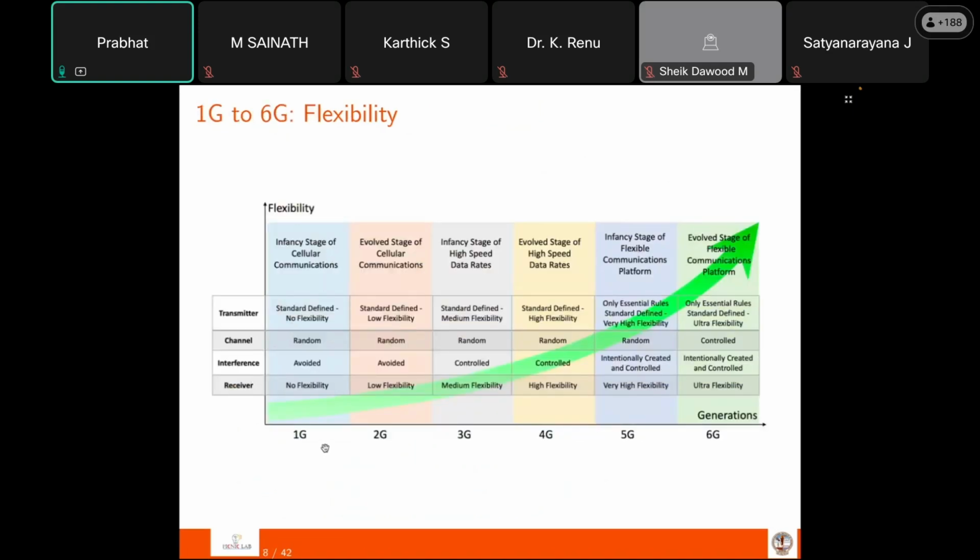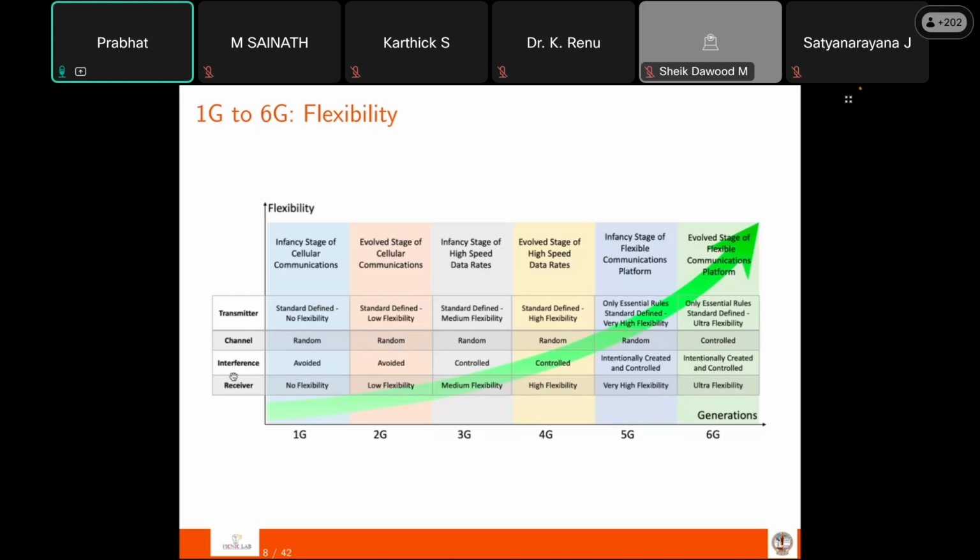If you see the first generation to sixth generation systems, in 5G, the transmitter nowadays has a lot of flexibility, because earlier the transmitters had a standard defined. Now we have only a few essential rules for transmitters and receivers, but a lot of flexibility. The channel has been kind of random from the first generation to the current fifth generation, which we are trying to control. And probably in the next generations of wireless communication systems, we can envision a wireless communication channel whose properties can be controlled, right? So RIS is one such potential technology to control the propagation environment.